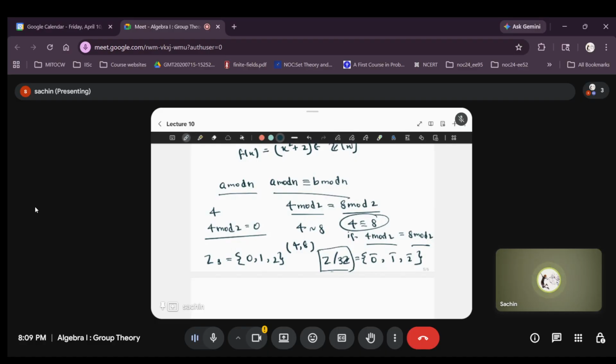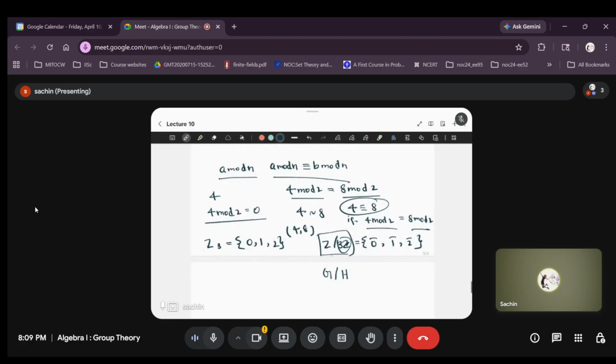Yeah, if you have a group G, and you take a subgroup H, then you can get a set of equivalence classes. One would be H, another would be A plus H, another would be B plus H, etc. And this itself forms a group.